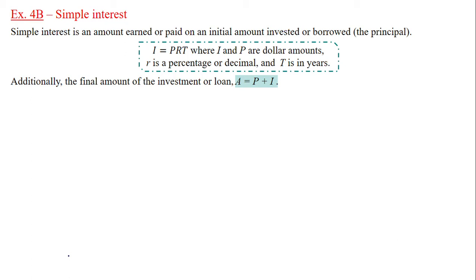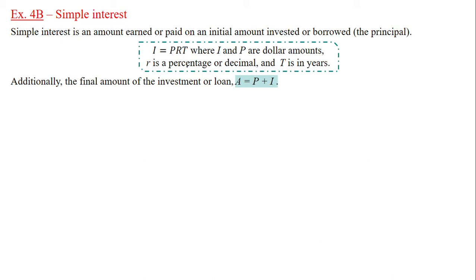So simple interest is quite simply the amount earned or paid based solely on an original amount invested or borrowed. That original amount is referred to as the principal, okay? In general, I equals P times R times T, where both I and P are dollar amounts. So I stands for interest, P stands for principal.